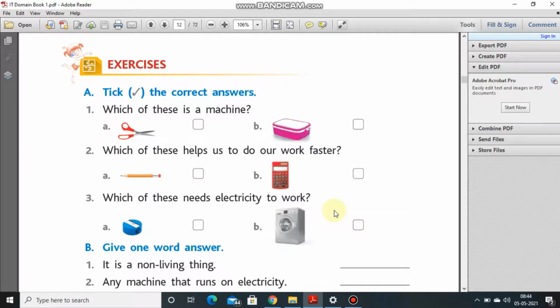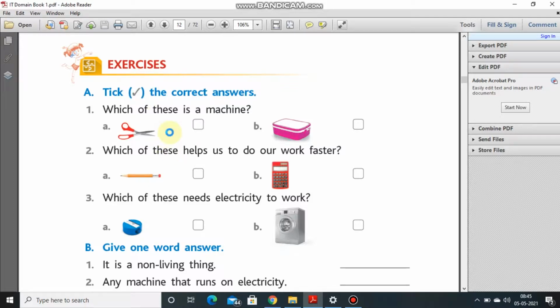I would now like to discuss the exercise part. The same PDF file will be sent after the second class. Okay, let's start. We have to tick the correct answer. Which of these is a machine? The first is a scissor and the second is a tiffin. Scissor helps us do our work. It cuts paper. Yes or no? It makes our work easy. So this scissor is a machine, whereas your tiffin is not a machine.